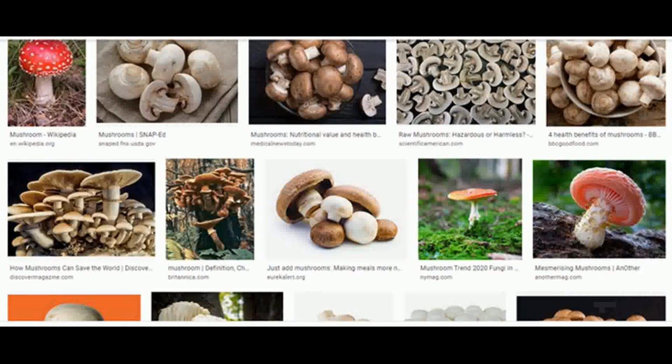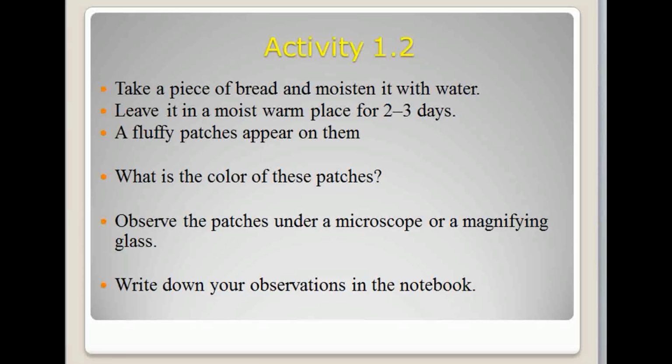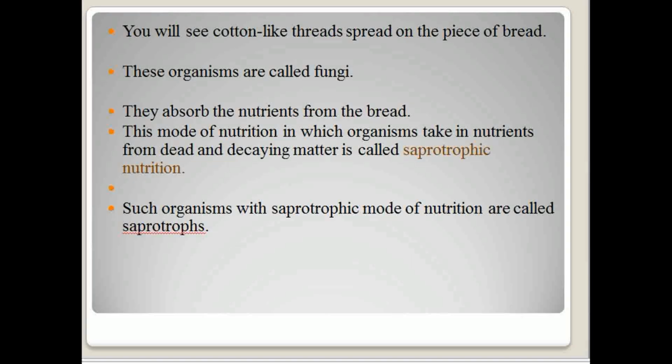Activity 1.2. Take a piece of bread and moisten it with water. Leave it in a moist, warm place for 2 to 3 days. A fluffy patch appears on it. What is the color of this patch? Observe the patch under a microscope or a magnifying glass. Write down your observation in the notebook.